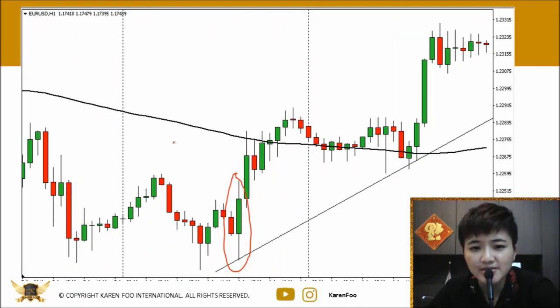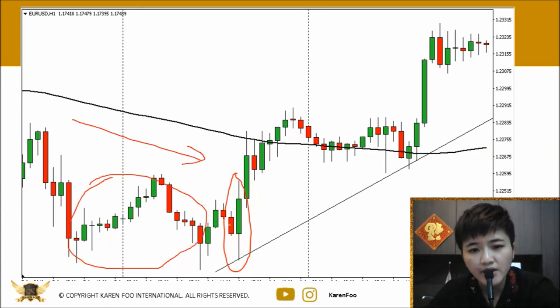I give you another example. I already drew the circle over here. So you can see that the market is going on a downtrend. Okay. And immediately, a bullish engulfing pattern forms. And in this case, the price retraces immediately. It went on the bullish trend. Okay. And here's the thing.